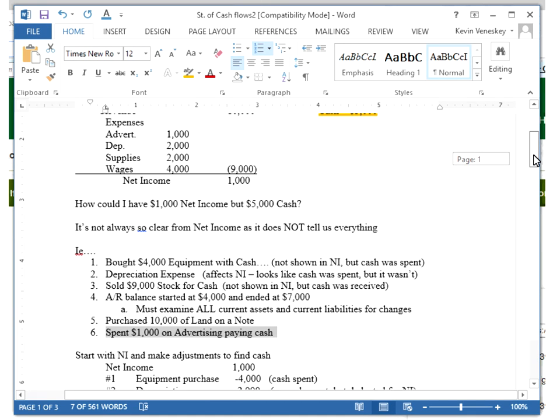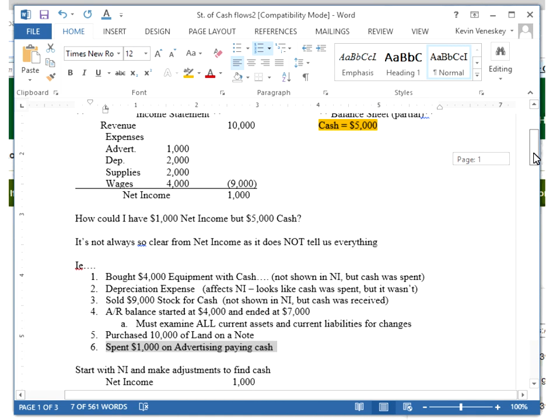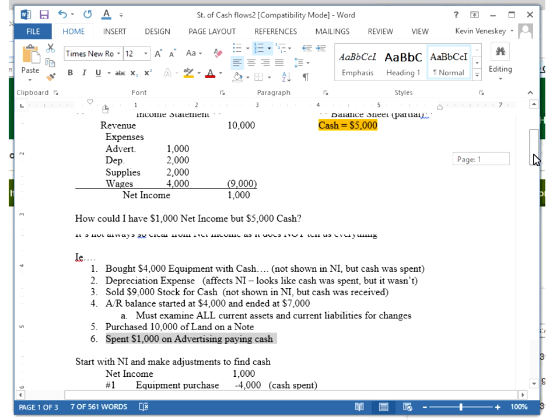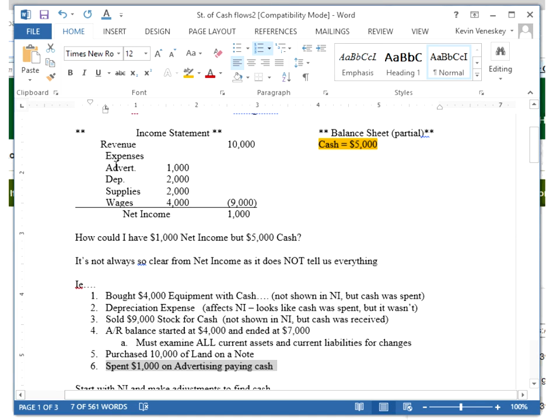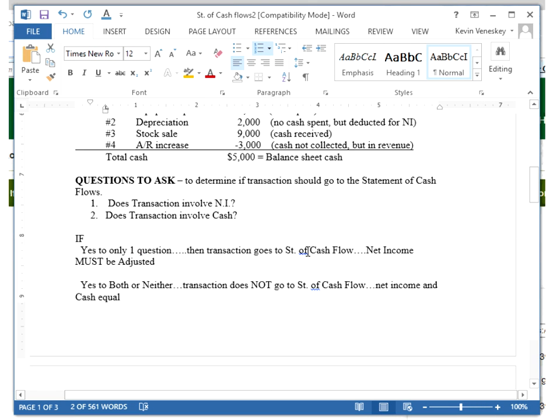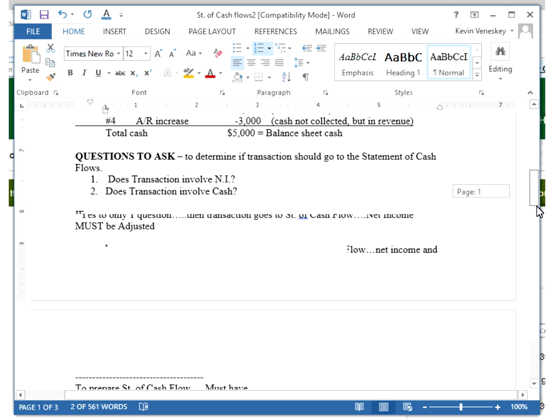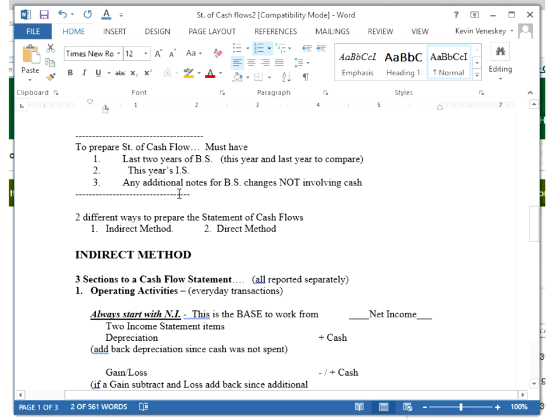Or what about the spent $1,000 on advertising paying cash? Well, we would have had a debit to advertising expense and a credit to cash. Does advertising expense fall on the income statement? Yep, sure does. Did this transaction involve cash? Yep, it did. So we answered yes to both of them. Therefore, it does not go on the statement of cash flows because the income statement makes it look like I spent money, and I really did spend the money. So there's nothing to adjust.